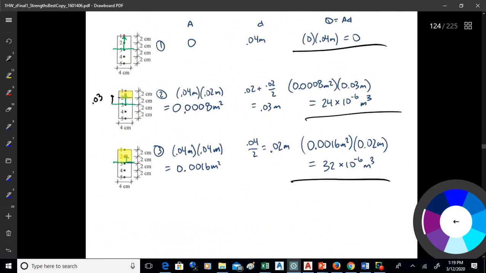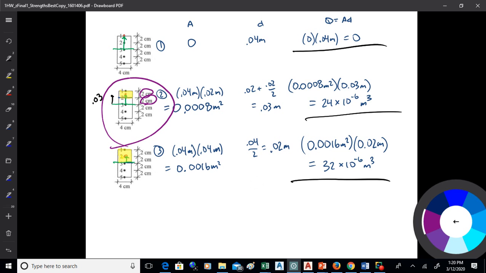Then you're using that VQ over I formula. Now what Q is, is the area that would shear off. So for instance, for here, the area would be the yellow: 0.04, which is the thickness, times 0.02, is 0.0008. Then you would look at the distance from the neutral axis to the centroid of that area, which would be the 2 centimeters up plus half of 2 to get to the centroid of that area. So it's 0.03 meters.